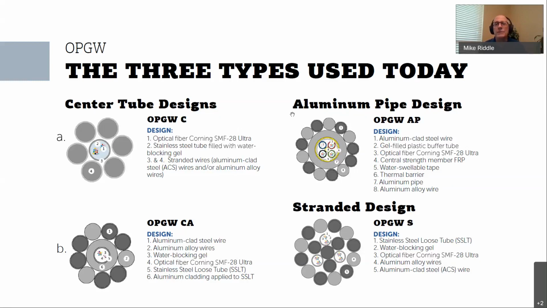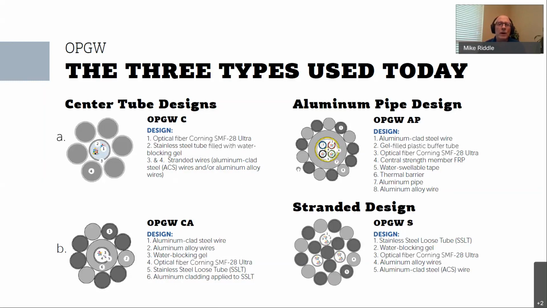The tube with the fibers is in the center of the cable, and then there are wires stranded around it. The second type is aluminum pipe type design. This design type is actually the oldest of the three. In this design type, you have an aluminum pipe with plastic buffer tubes inside the center. Now they might be stranded around a center strength element as you see in this illustration, or they might not be. At InCab, we use the center strength element, but some others do not. And around that aluminum pipe, you strand wires around it.